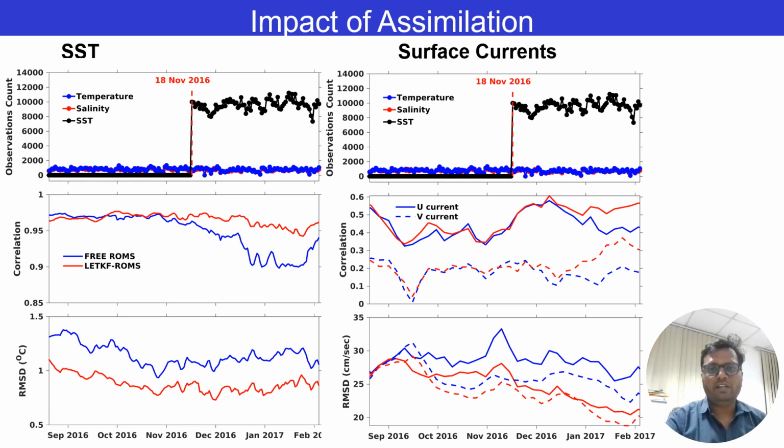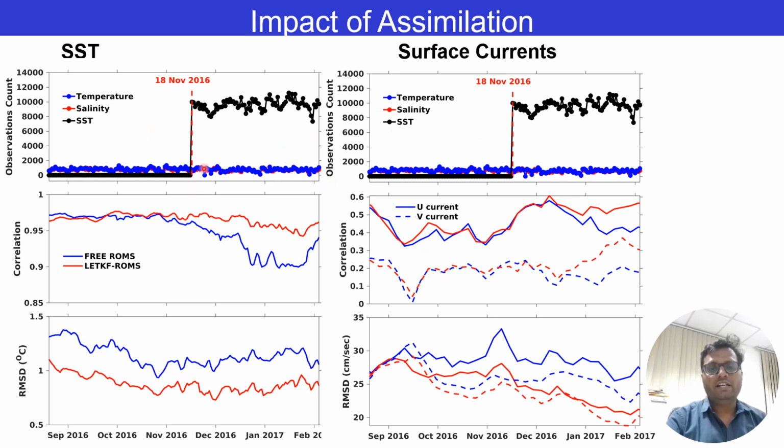Before proceeding to the actual results, I want to highlight the importance and impact of SST assimilation. For this purpose, a sensitivity experiment is carried out for a period of 6 months. For the first 3 months only temperature and salinity observations are assimilated, and after that SST observations are introduced. The first row shows the observation count, that is the number of observations assimilated, as a time series.